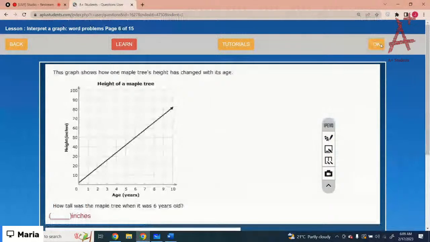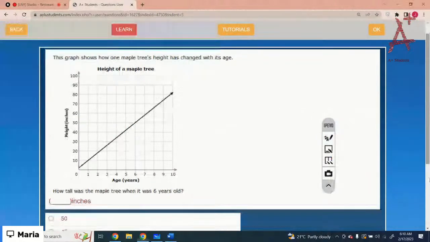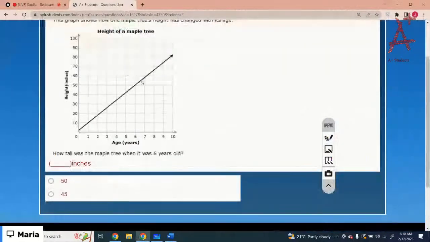Okay, the graph shows how one maple tree's height has changed with its age. How tall was the maple tree when it was 6 years old? On the x-axis, you have the age of the tree, and on the y-axis, you have the height of the tree. So when the tree is 6 years old, the height of the tree is 50 inches. Got it? The correct option is 50 inches.